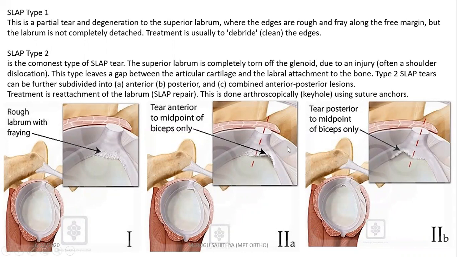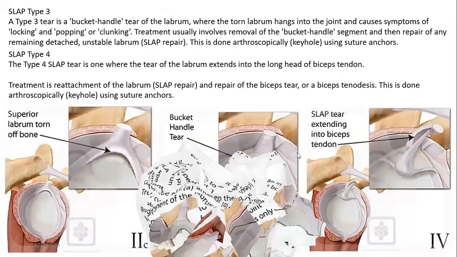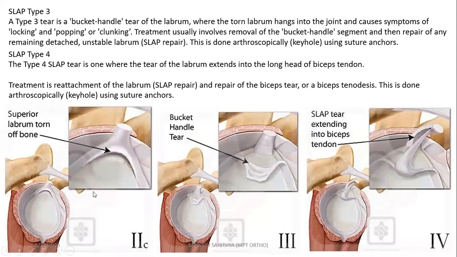This is a type 2A, that means the anterior lesion. This is type 2B, that is the posterior lesion. This is the anterior and this is the posterior. And this is both, a combination of anteroposterior.